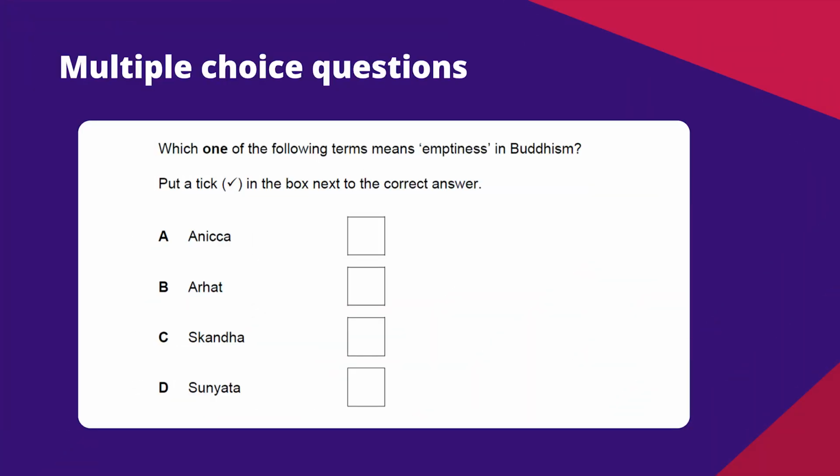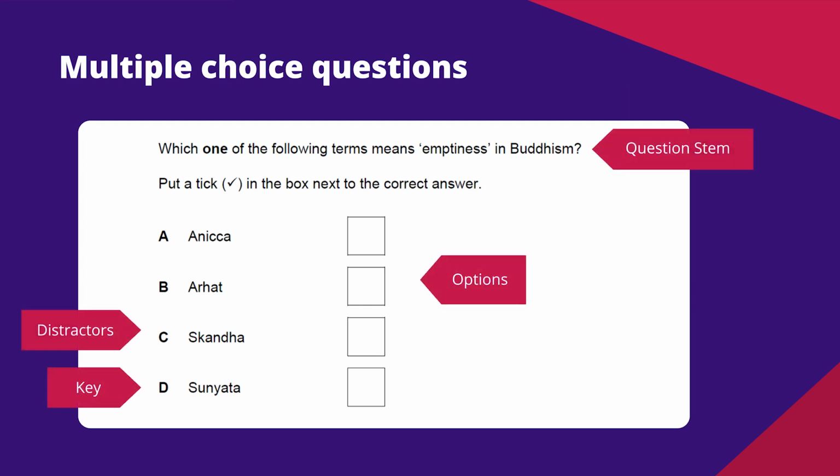Multiple choice questions, or MCQs, when they're designed well, can validly test various areas of the spec in a short amount of time. On the slide, you'll see that there are several parts to a multiple choice question. The stem is the beginning part of the item that presents the question. The options are then all the possible answers. So in our case, there are 4 options. The correct answer is the key, and the incorrect answers we call the distractors.